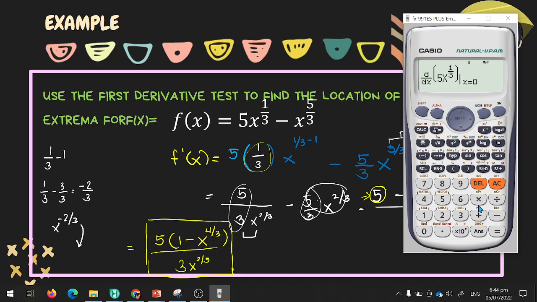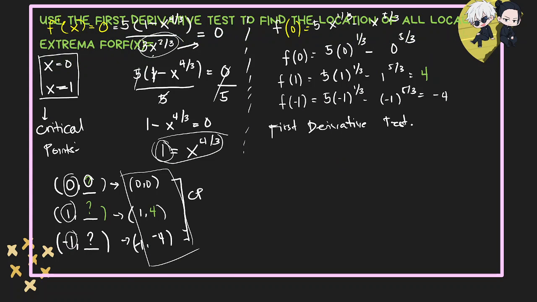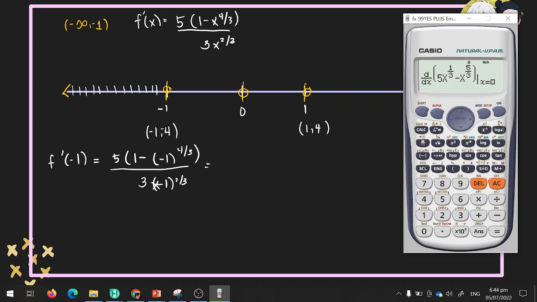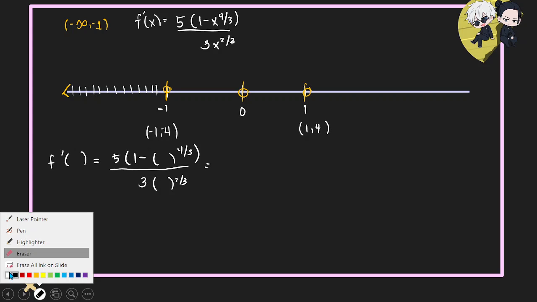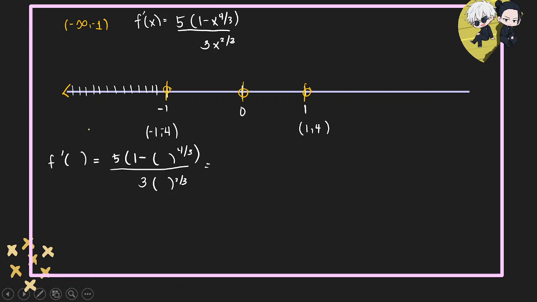Minus alpha x raised to 5 thirds. So we're going to substitute x, whatever value of x, to find the critical point. Ano yung x natin? Yan yung test point natin. Ang test point natin ay negative 2. Negative 2. So ang test point natin ay negative 2.